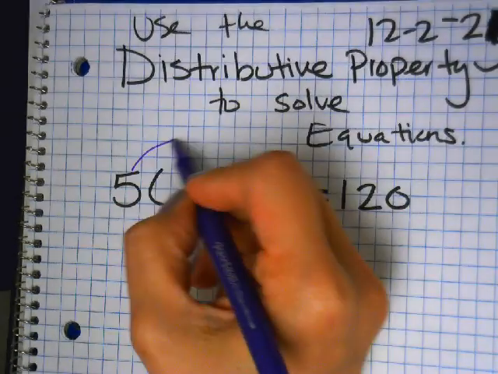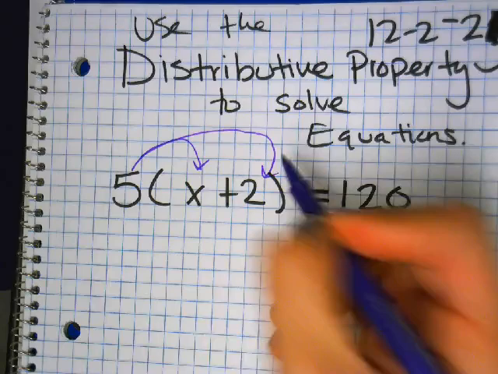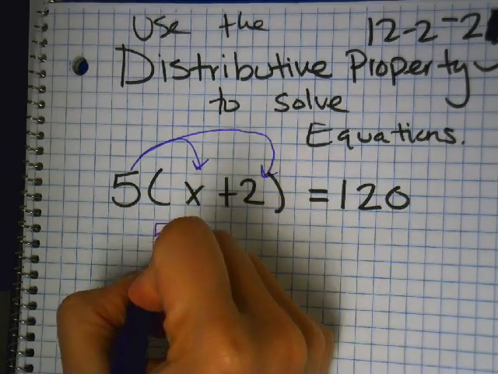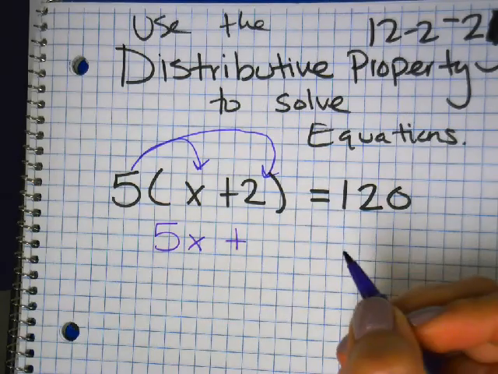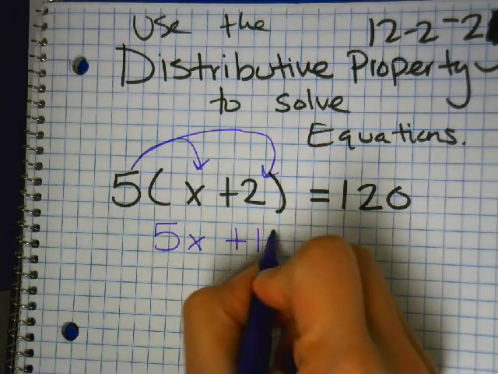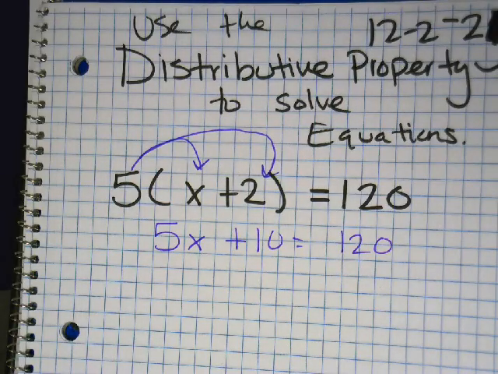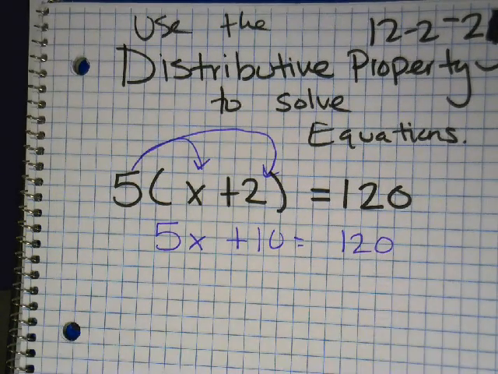I taught you how to distribute just around Halloween because we were going to give out candy to everybody. 5x plus what? 10 equals 120. Now we have a very simple 7th grade problem. This now is like level 1.